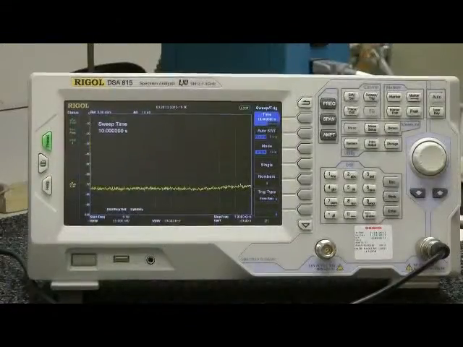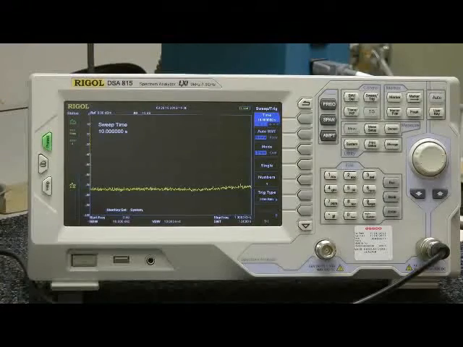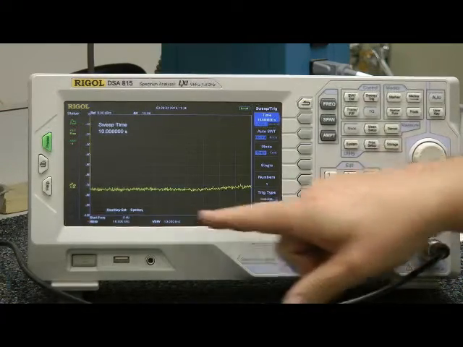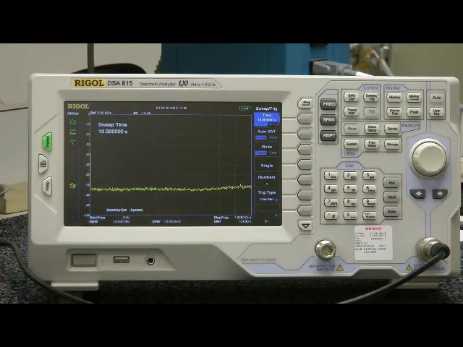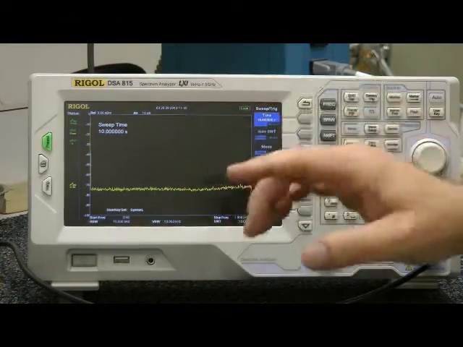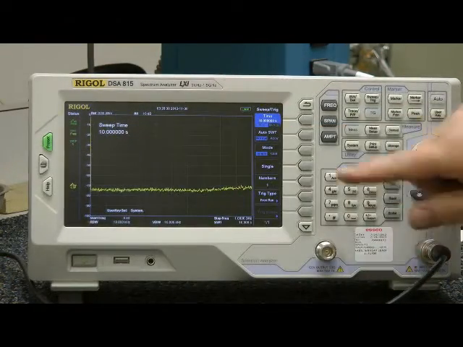Now it's time to make a measurement. I'm going to sweep spectrum from 0 to 1 gigahertz, and I'm going to look at the output of a handy talkie. Won't tell you which one. The stop frequency is 1 gigahertz, start 0, and we're looking at a resolution bandwidth of about 10 kilohertz. Sweep time is 10 seconds.